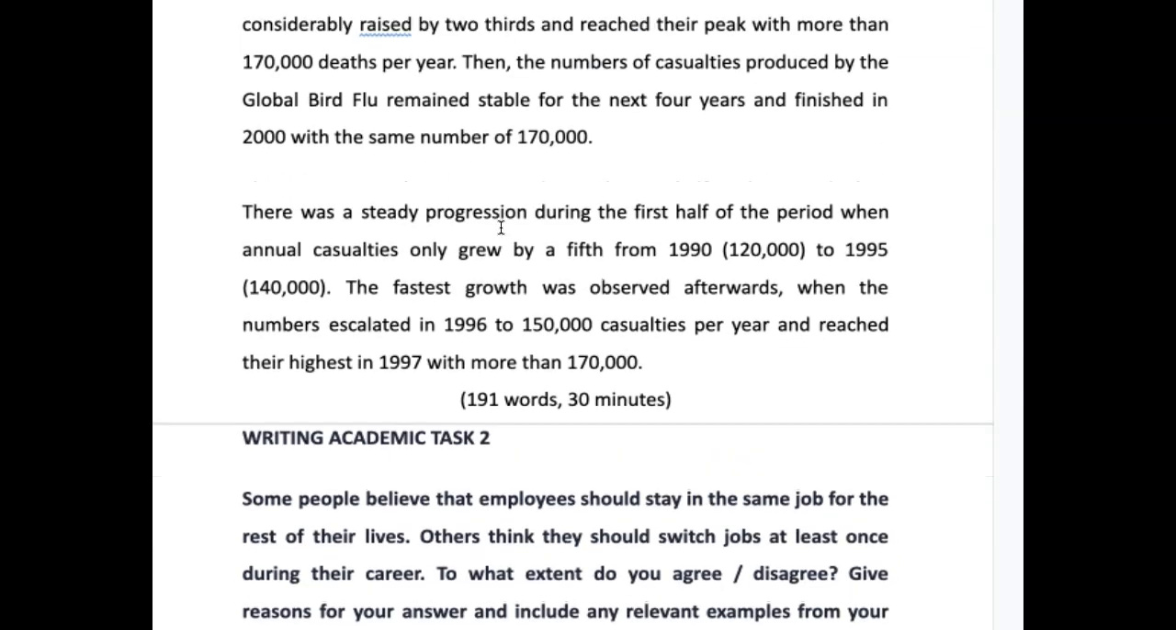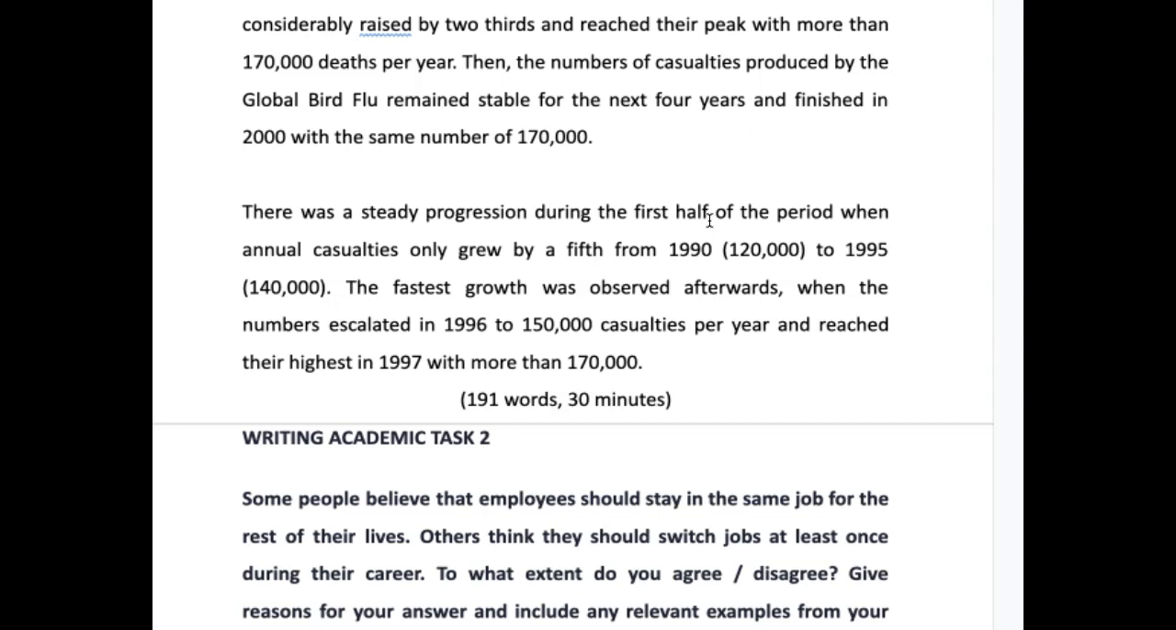Fantastic. There's a steady progression during the first half of the period. Excellent vocabulary there. When annual casualties only grew by a fifth from 1990, 120,000, to 1995, 140,000. The fastest growth was observed afterwards when the numbers escalated in 1996 to 50,000 casualties per year and reached the highest in 1977 with 170,000. Excellent.